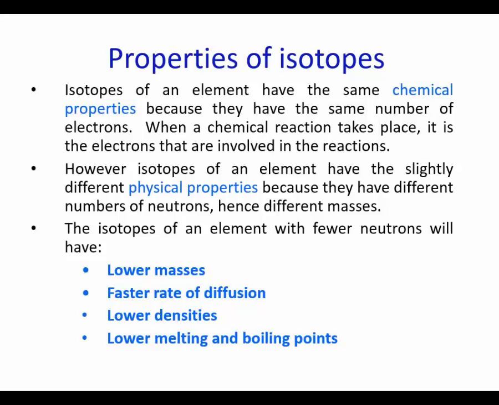But the physical properties, of course, they have different masses, but also related to that is their density will be different, the rate of diffusion will be different, and also the melting and boiling points will be different because they have a different mass. Just quickly, there are some uses of radioisotopes.